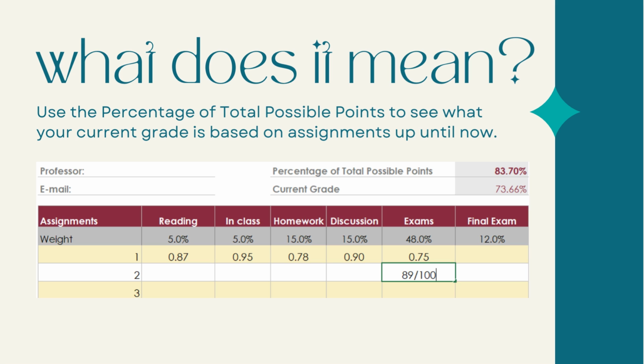You don't want to use current grade, because unless every column is filled in, that current grade is not going to be your total current possible points. That percentage of total possible points is going to give you your current grade based on all assignments up until now. It's skewing things a little bit because, as we know, these reading quizzes are worth 5%, in-class work is worth 5%. If we're keeping that average grade kind of similar on those, that's not going to change. If our homework grades start to go up, that's great, because then our average there is going to go up. Same thing for discussion or in class or reading.